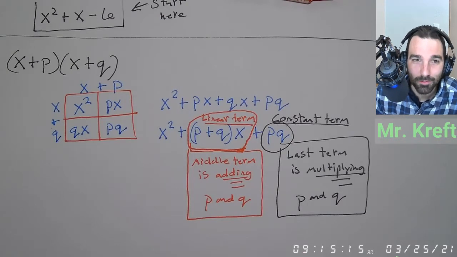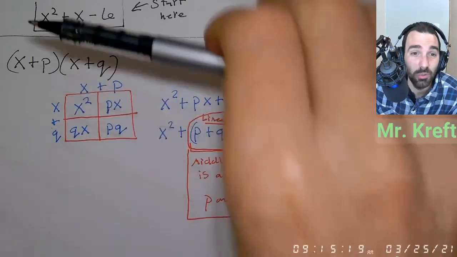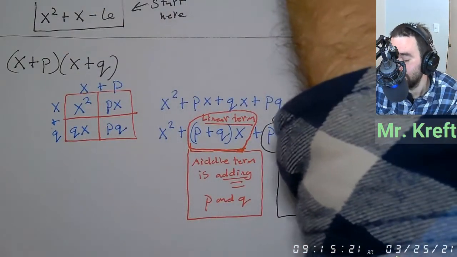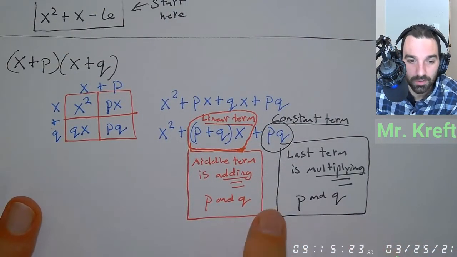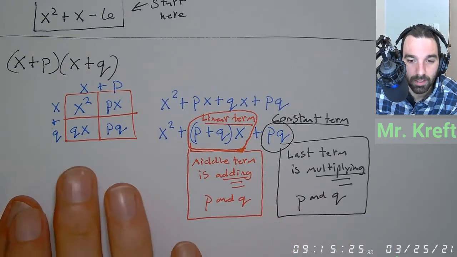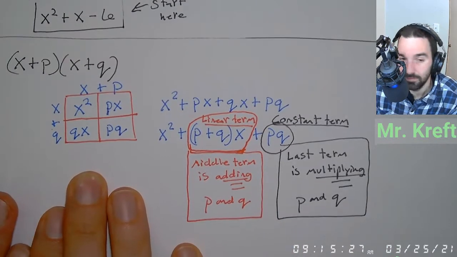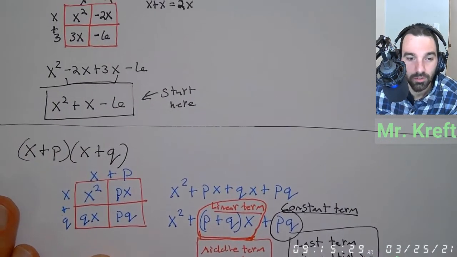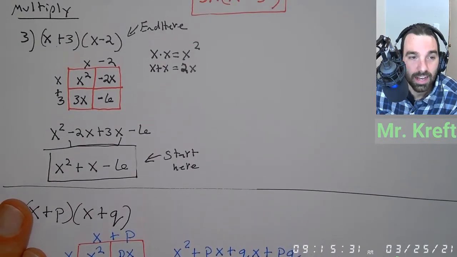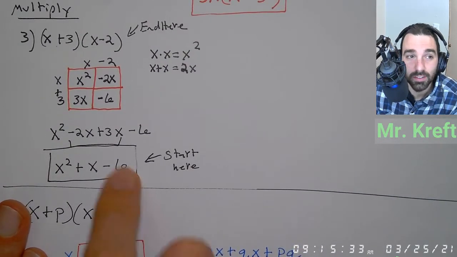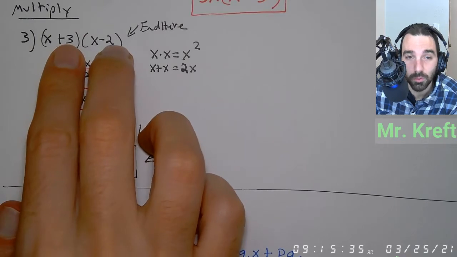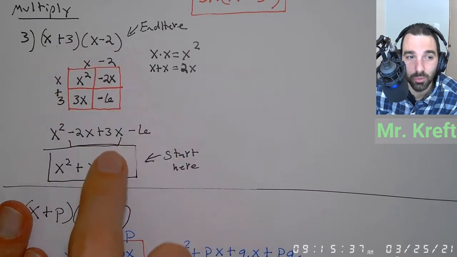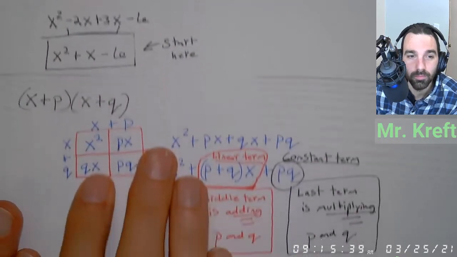Now you're going to be like, Krept, I don't believe you. Well, let's go back to the problem we did in the warm-up, and I'll show you it's true. Okay. Do you guys have this down? Are we good? Okay. So I'm saying that the last term is these two numbers multiplied. So let's check it out. 3 times -2 is... Oop.